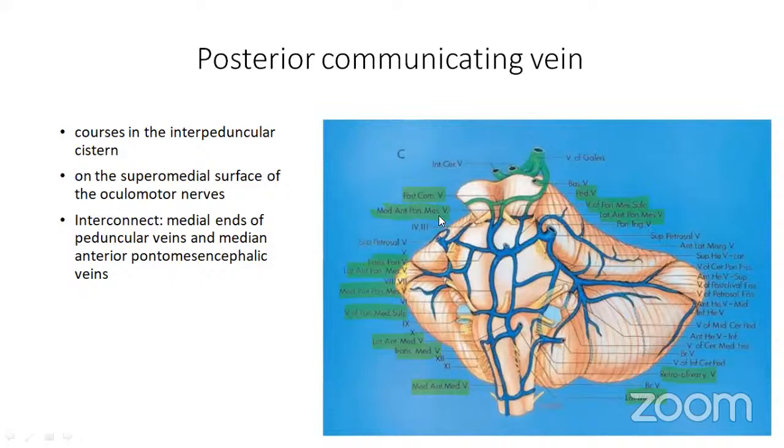The posterior communicating vein courses in the interpeduncular cistern, rather than on the floor of the interpeduncular cistern. As it spreads on the superior medial surface of the oculomotor nerves, it interconnects the medial ends of the peduncular veins, as we have seen in previous slides as well, and it also joins the median anterior pontomesencephalic veins.